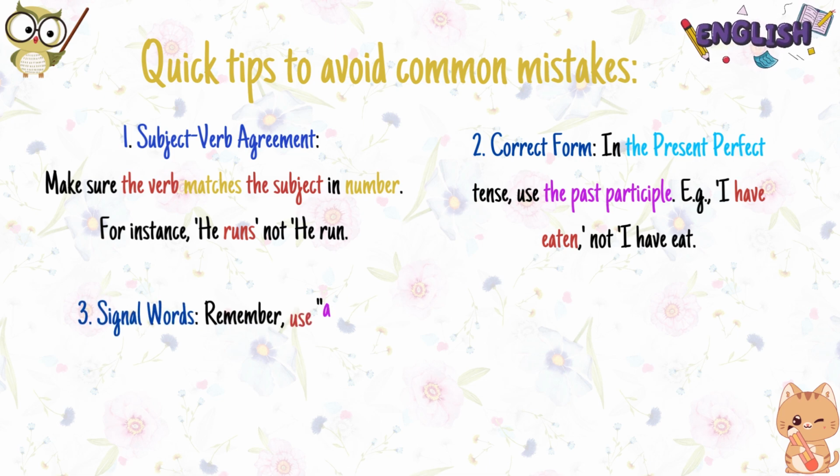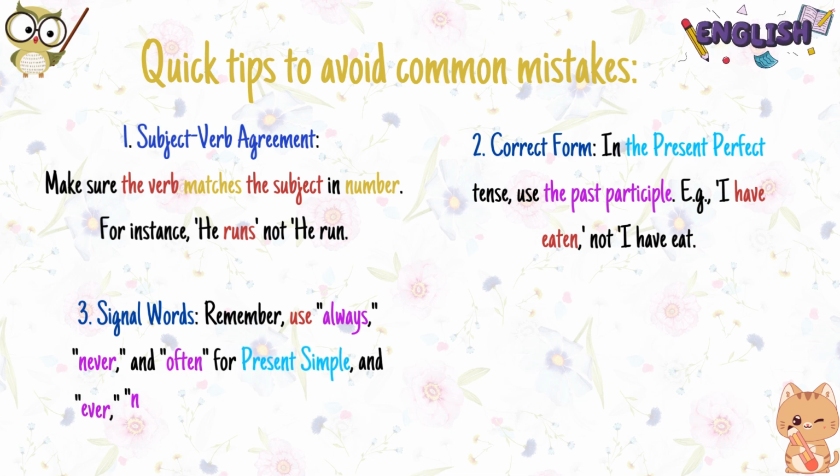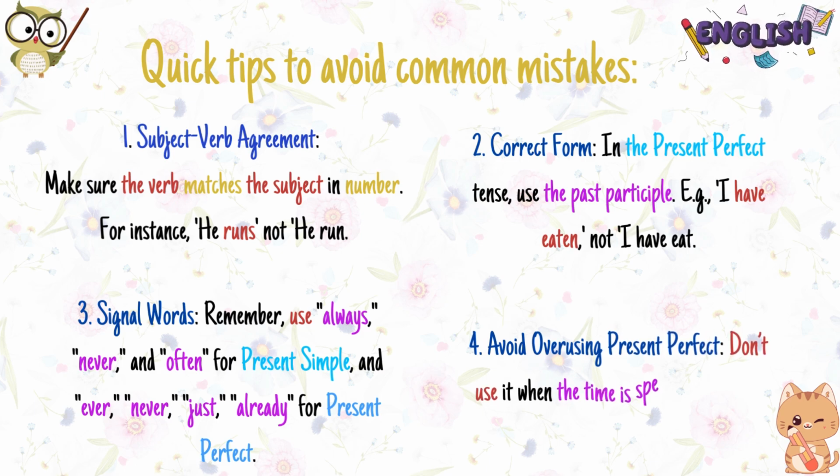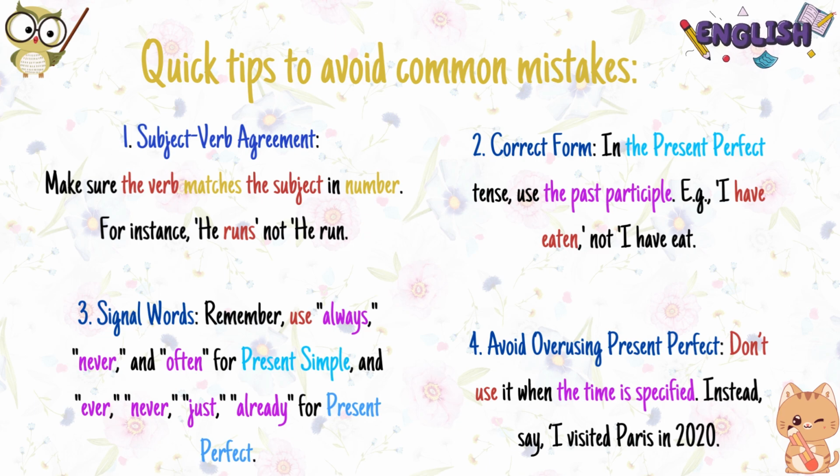3. Signal words. Remember, use always, never, and often for present simple, and ever, never, just, already for present perfect. 4. Avoid overusing present perfect. Don't use it when the time is specified. Instead say, I visited Paris in 2020. Practice makes perfect. Regular practice will significantly improve your understanding of these tenses.